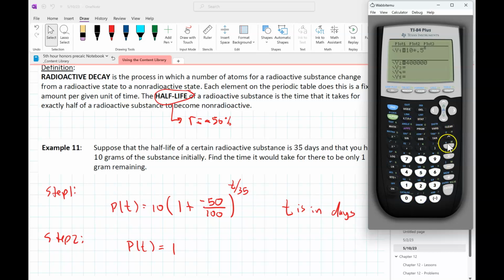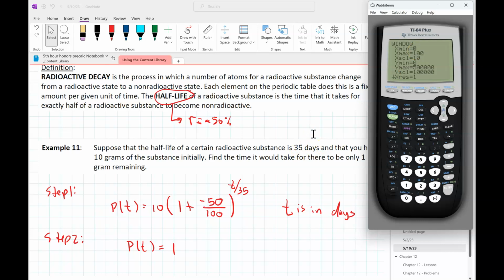So I'm just going to go ahead and type in my model into Y1, and into Y2, I'm going to type in 1. And I'm going to set a window here. So the tough one for me is the X max, right? So let's think about this for a second.